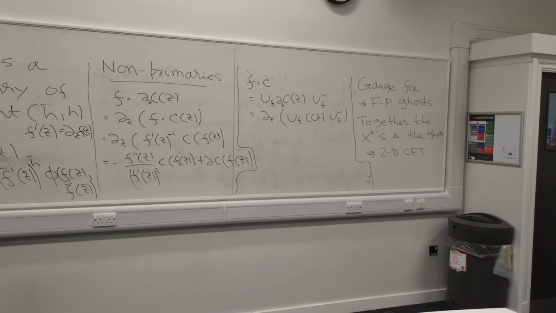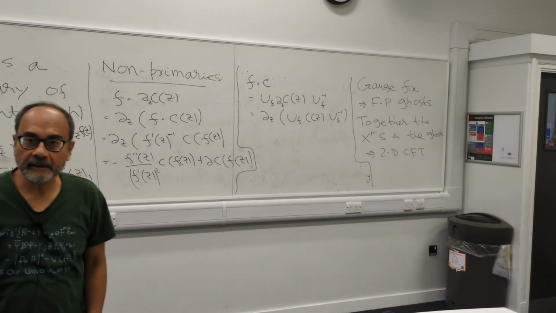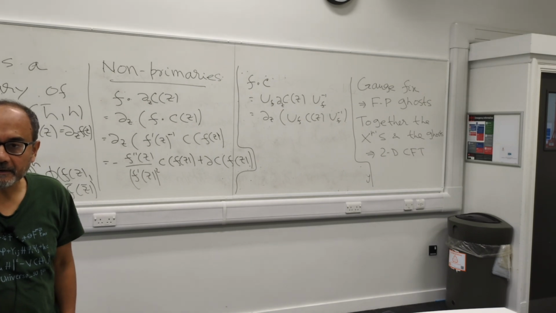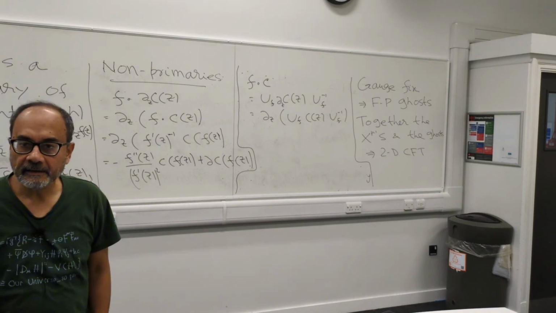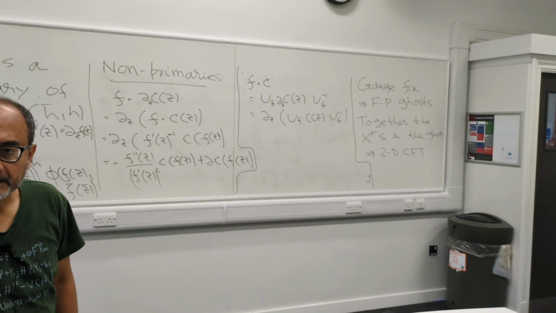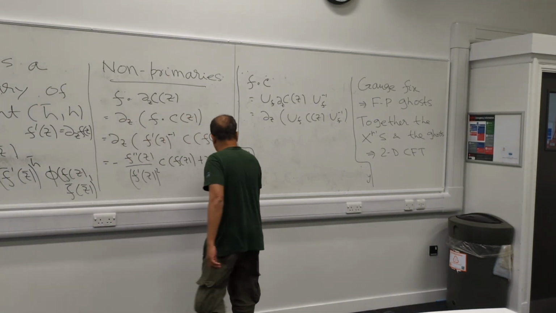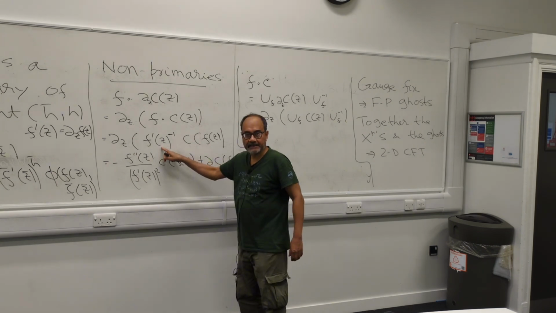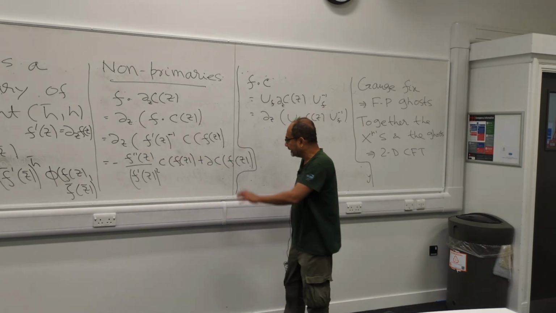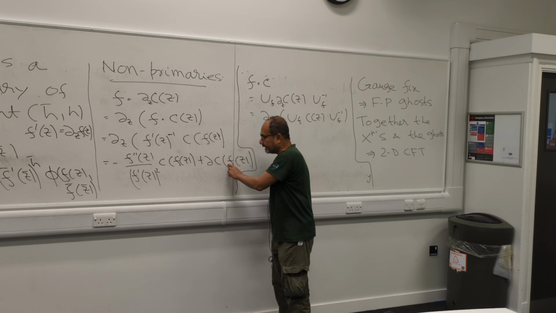Any other question? Yes. Yes, that's right. This is derivative with respect to the argument. That's why we pulled out an f prime of z and that got cancelled against this. So whenever I write this, it's derivative with respect to the argument.